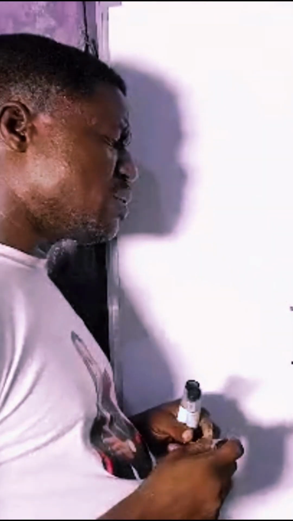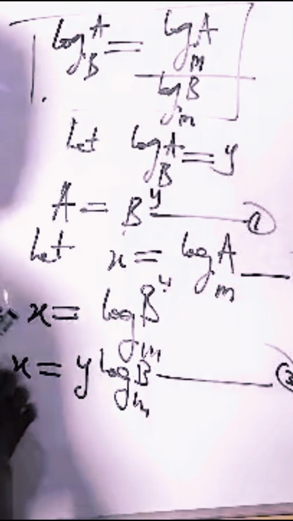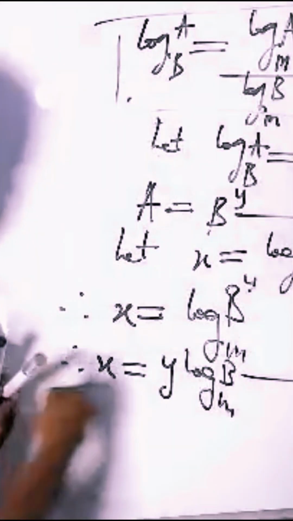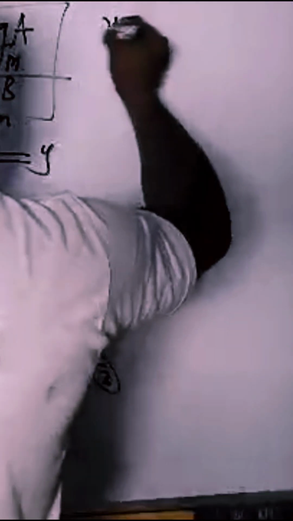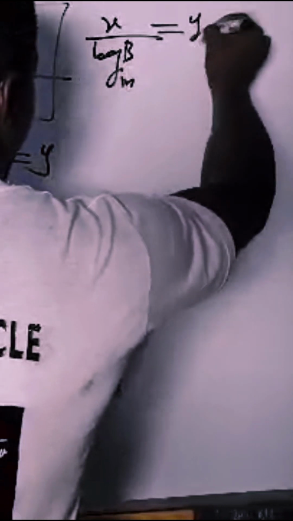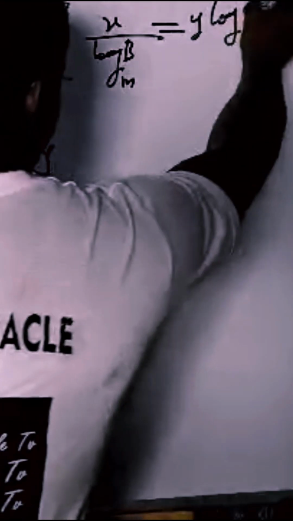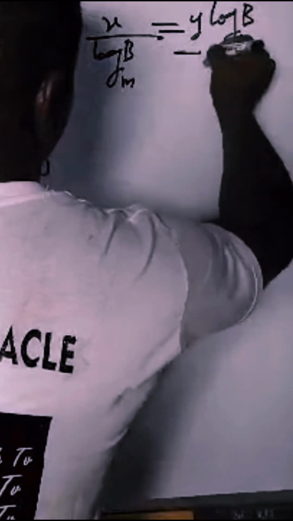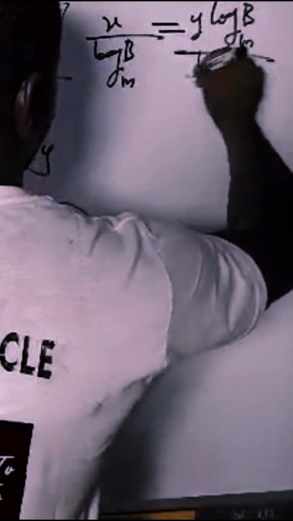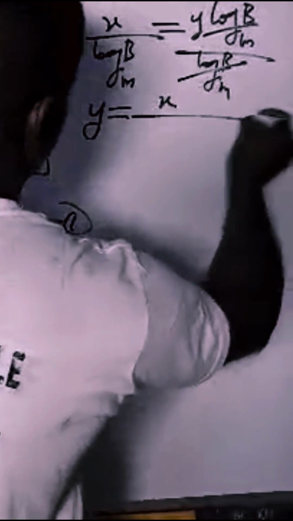At this point in time, we shall be making y the subject of the formula. Let us now make y the subject of the formula. When we do that, dividing all through by log b to base m, we have x all over log b to base m is equal to y, the log of b to base m, all over the log of b to base m. So we strike this. What is left is just y, and that y is equal to x all over the log of b to base m.